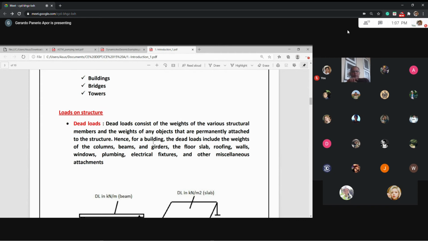Okay, so, dead loads. Very simple: the weight of the various structural members and the weight of any objects that are permanently attached to the structure. Just like, for example, a room, a bedroom. Besides the dingding or bongbong, the wall. Dingding, bongbong. Are they the same? Dingding or bongbong? Probably the same.